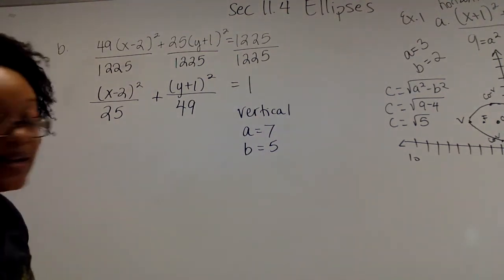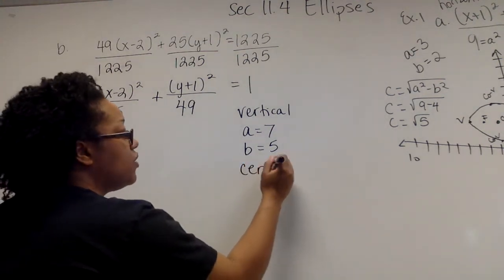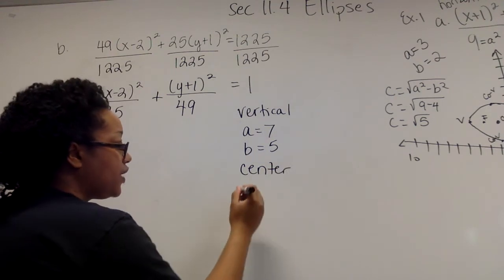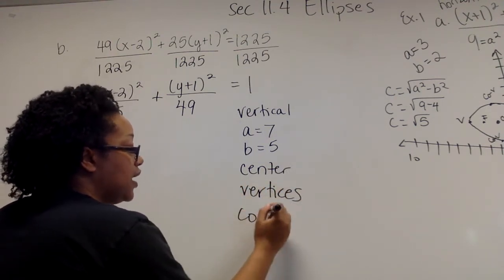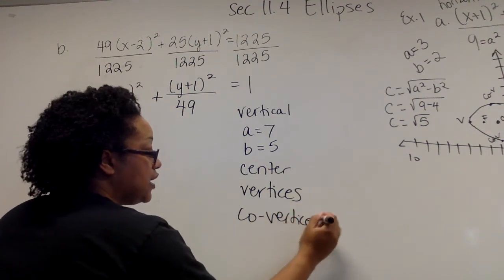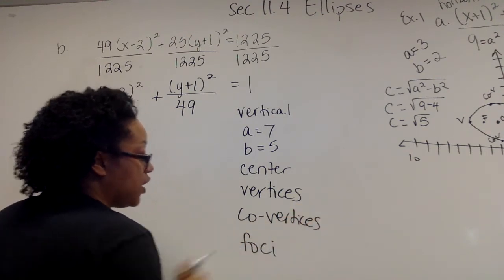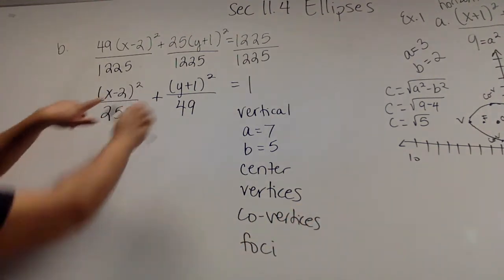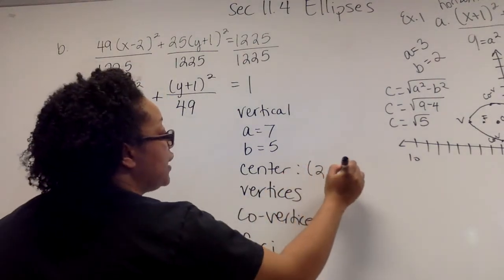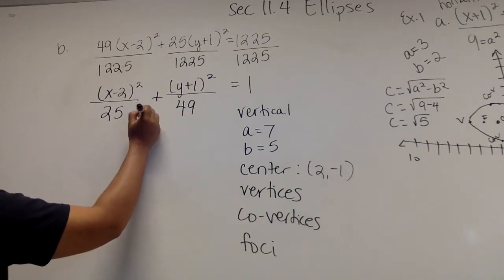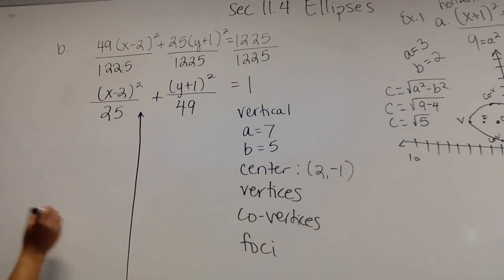First thing that they want, I think, is the center. I forgot to write my list down. I need my center, I need my vertices, I need my co-vertices, and I need my focus points, my foci. There we go. So center's easy. Pull out H and K. That is at 2, -1. So let's graph that first.